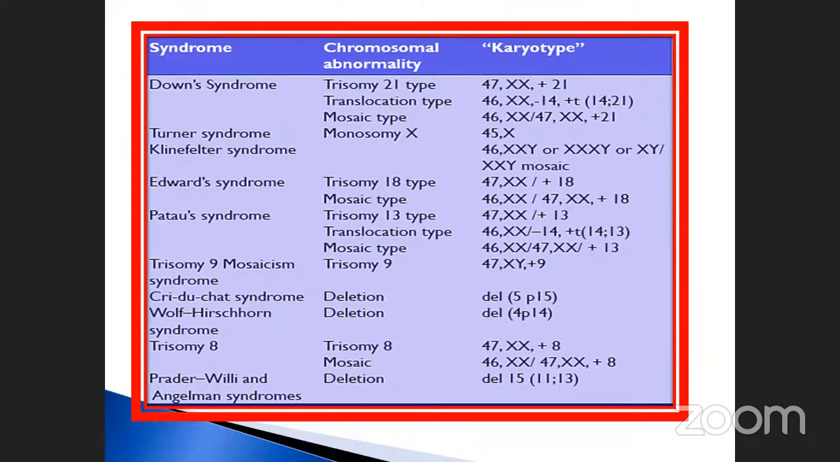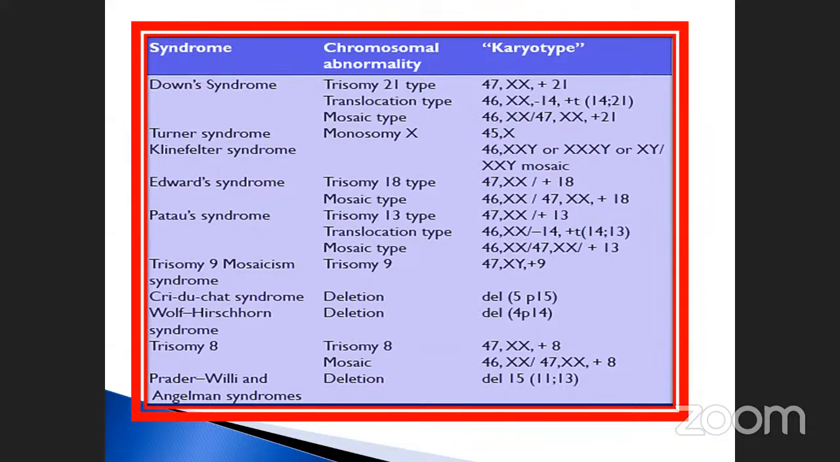Syndromes, chromosomal abnormalities. What changes occur within the chromosome? What will be the karyotypes? Okay, this is very, very important, my dear students. Don't forget this part. Down syndrome comes under the heading known as trisomy. Note it down, my dear. Trisomy 21 type, translocation type, and mosaic type. These are the 3 types that have been reported in Down syndrome. In most cases they ask about the first one only.